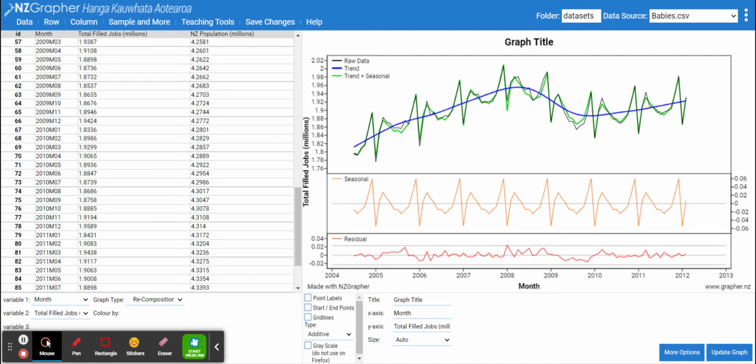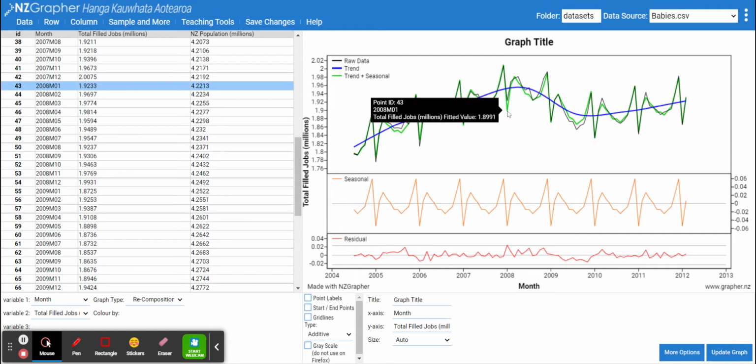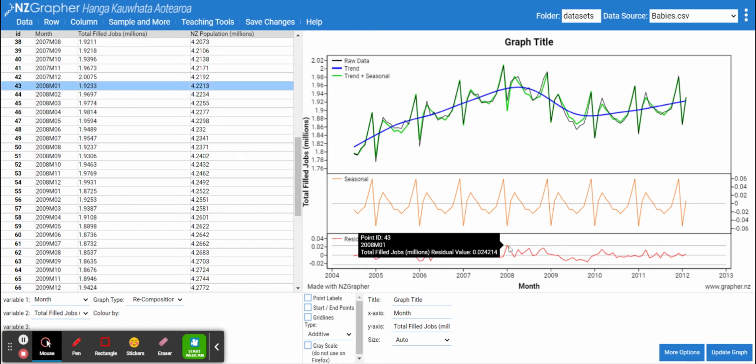Now, briefly again, our residual values, where they come from, is these values are the difference between the raw data and the fitted model. So in this case here, that's the gap between our raw data there, the black line, and the fitted model, the green line. So there we've got a fairly big gap there, and the size of that gap, so raw data take away fitted model, that is the height, the value we've got there.